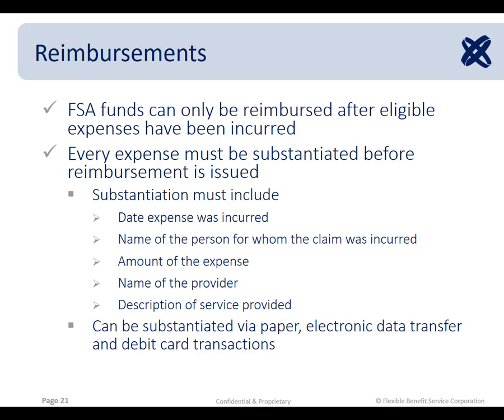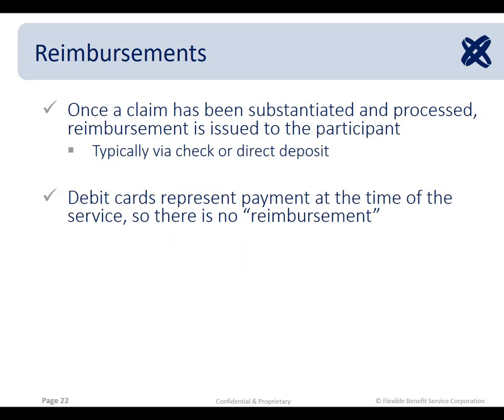Claims can be substantiated via paper, so the participant files a claim with a copy of the EOB. Via electronic data transfer, the insurance company sends the claim information directly to the FSA administrator, or via debit card transaction. After the claim has been substantiated and processed, reimbursement will be sent to the participant, usually via check or direct deposit. Keep in mind that debit card transactions represent payment at the time of service, so no reimbursement will be issued. Instead, the money is pulled directly from the FSA at the point of purchase.